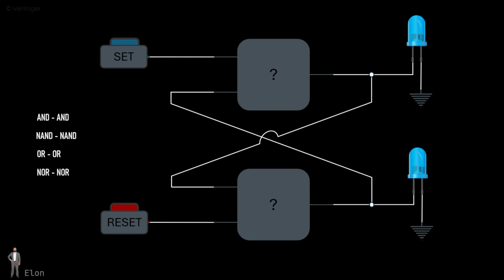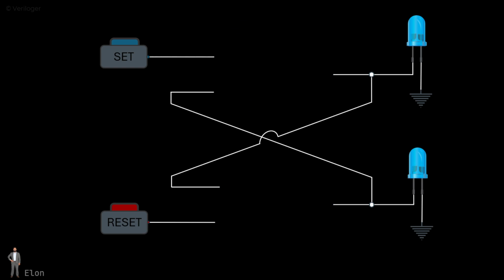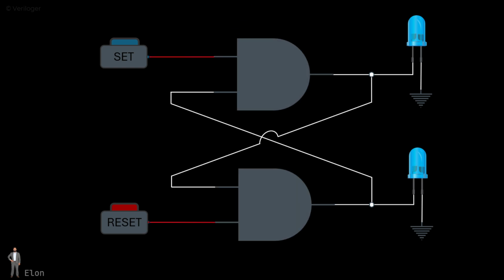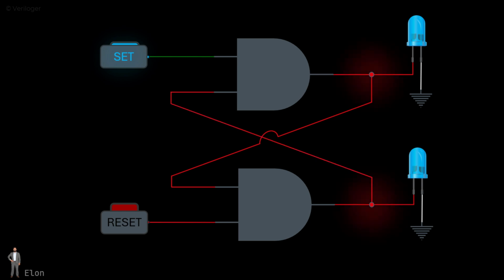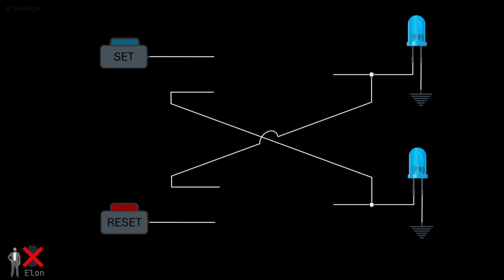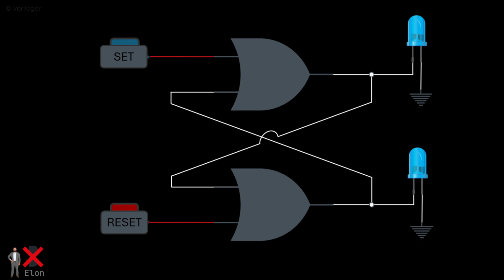Also, he was confident that AND and OR gates can never be used in a memory storing feedback loop. Let me explain. If we use two AND gates and the set button was pressed, the upper LED won't turn on, and the signal will propagate to the lower AND gate. This will keep the lower LED off. Both LEDs will be stuck at 0 because the push buttons will have no effect on the output of the AND gates.